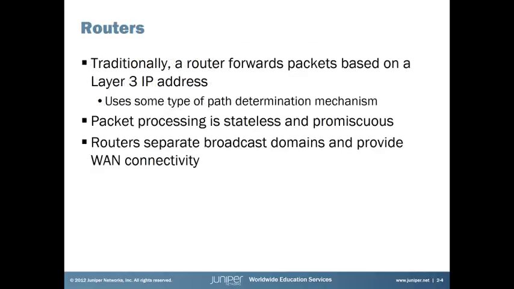So let's have a bit of a recap of routing and what a router does. Here we have a router out there on the internet. What is its job? Well, its job is to forward packets based on a layer 3 IP address. Essentially, it's going to use some kind of path determination mechanism. Typically, it's going to look at the destination IP address, do a lookup within its routing table, and then decide which interface it's going to forward that out.